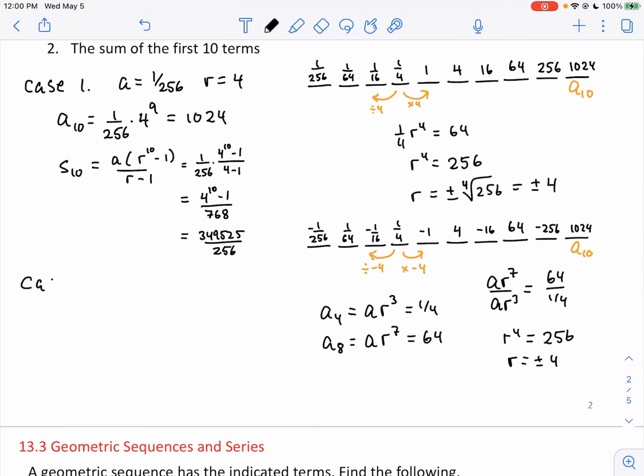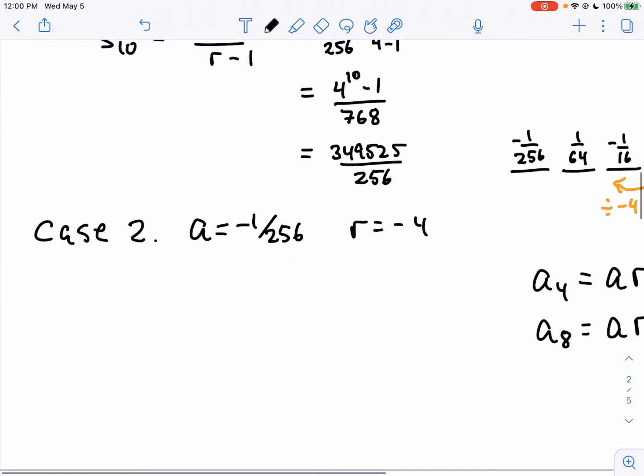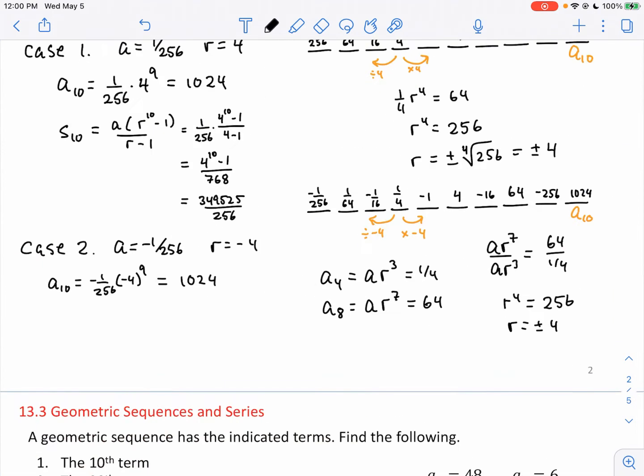So that was case 1. And in case 2, we have the first term is negative 1 over 256, and the ratio was negative 4. Was another possibility. And in such a case, we have the 10th term, so a sub 10 will be the first term, which is negative 1 over 256, times the ratio, and the ratio is negative 4, so let me put a negative 4 in here and use parentheses, raised to the 9th power, one number less than the term we're looking for. And we've already done this work here. We're still going to get a positive 1024, should be the result of this calculation. Right, that work was already done over here.